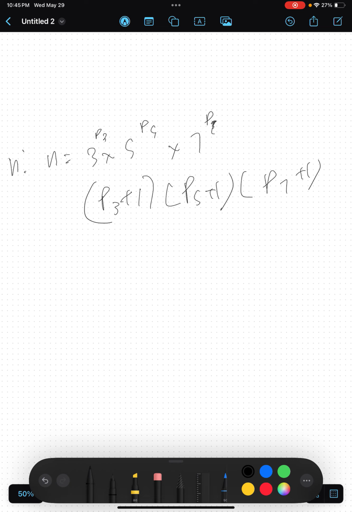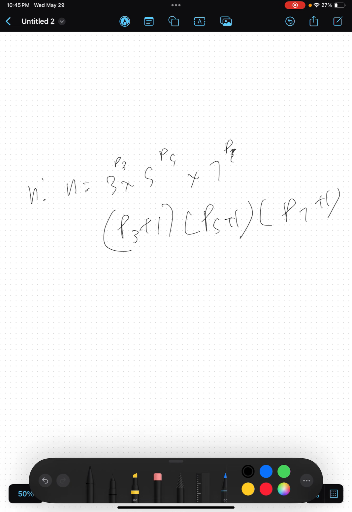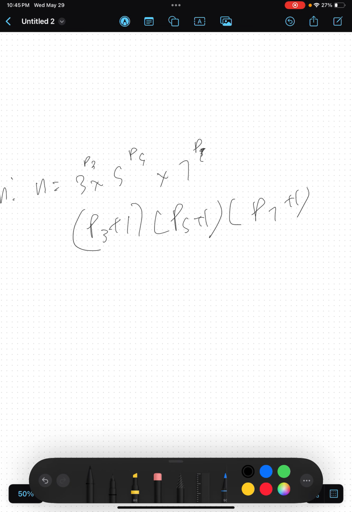Now, why is that? Well, think about it like this. For your first choice of factors, we could choose either no threes, 1 three, 2 threes, 3 threes, all the way up to p3 amount of threes to multiply. And then for p5, we repeat the same thing. And as for why it's plus 1, it's because we also have to include a 0 in order to exclude it, right? And that's the amount of unique factors.